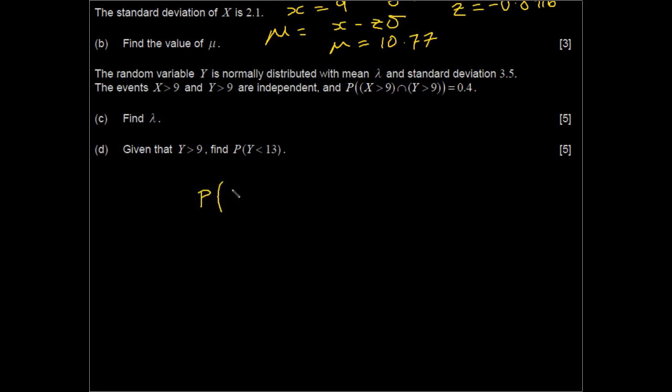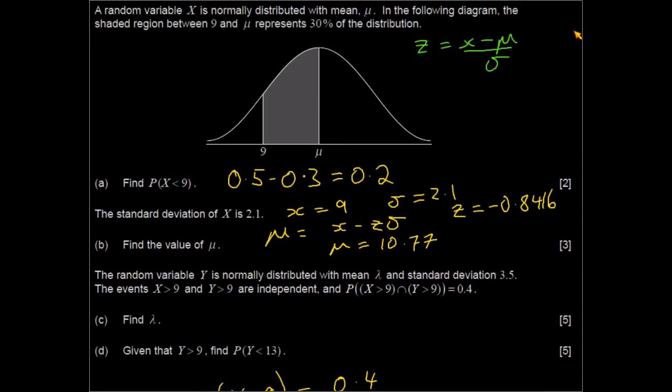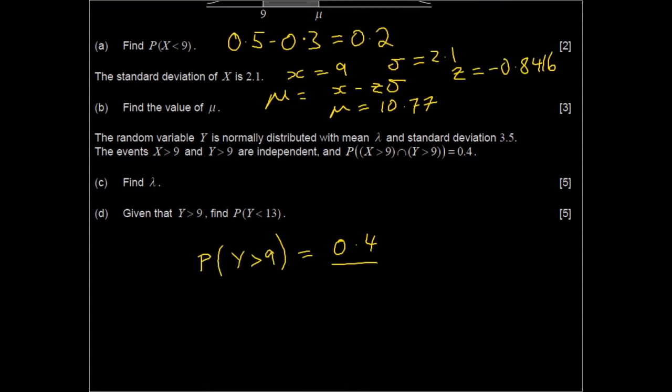So we can therefore say that the probability that we're looking for, the probability of y being greater than 9, is going to equal 0.4 divided by the probability of x being greater than 9. To work out the probability of x being greater than 9, we know the probability of x being less than 9 is 0.2. So the probability of x being greater than 9 would have to be 1 take away 0.2. So this would be 1 minus 0.2, which gives us 0.5.